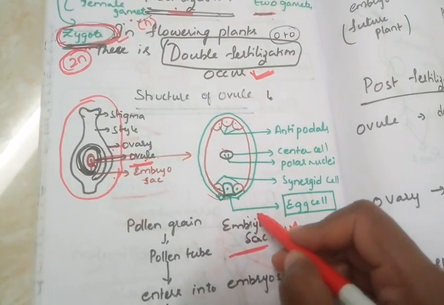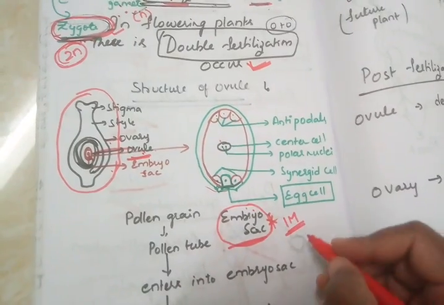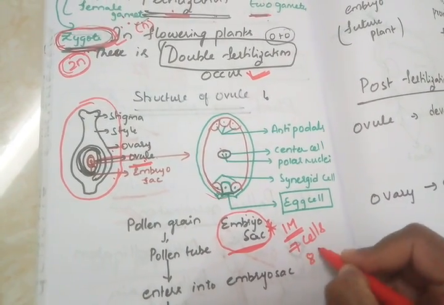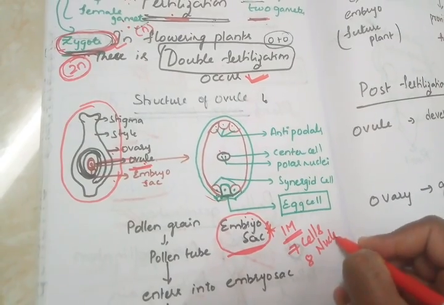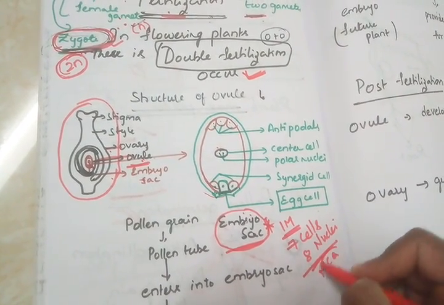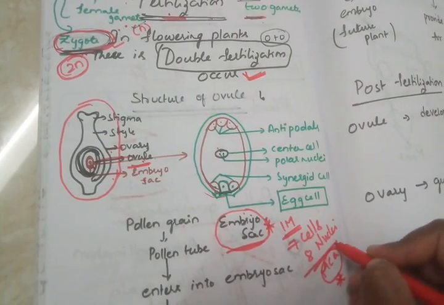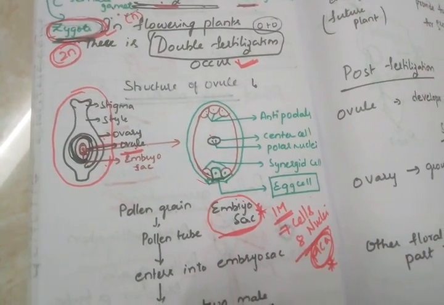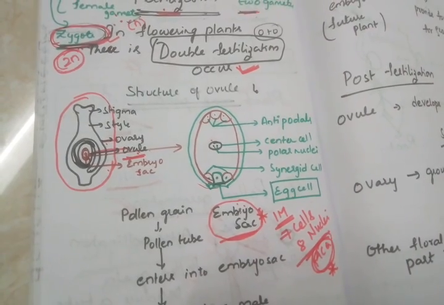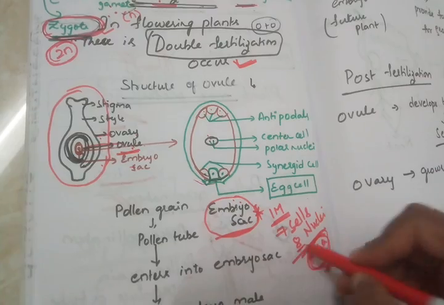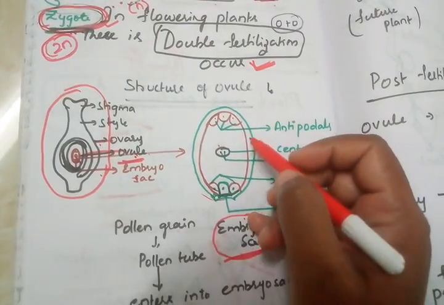The embryo sac is a structure which has 7 cells and 8 nuclei. This is again an important MCQ question, important in the SSC examinations as well as in the NEET examinations. How many cells and nuclei are there in the embryo sac of an ovule? How many cells? 7 cells. But how many nuclei? 8 nuclei. Now look here deeply.